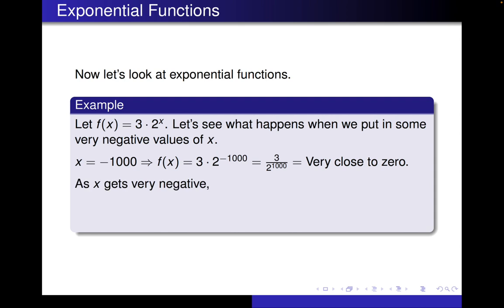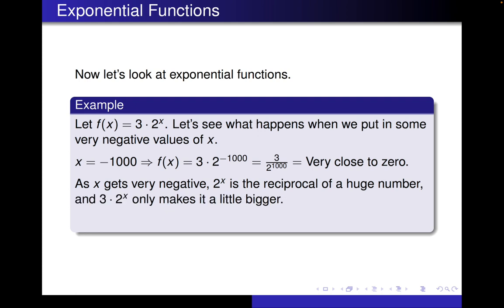And so, in fact, as x gets very negative, 2 to the x is going to be the reciprocal of a huge number, right? Because x is going to be a very negative number. When you flip that to make it positive, that's going to be the reciprocal of a huge, huge, huge positive number, which means that 3 times 2 to the x, making it only a little bit bigger, is going to go to 0. So as x goes to negative infinity, f of x goes to 0.